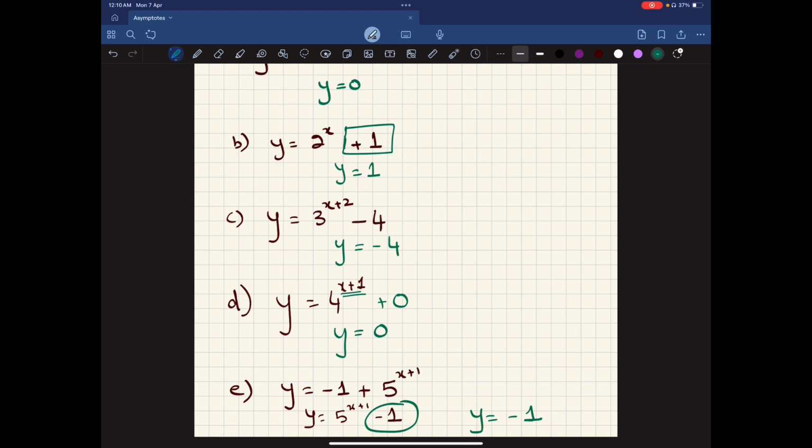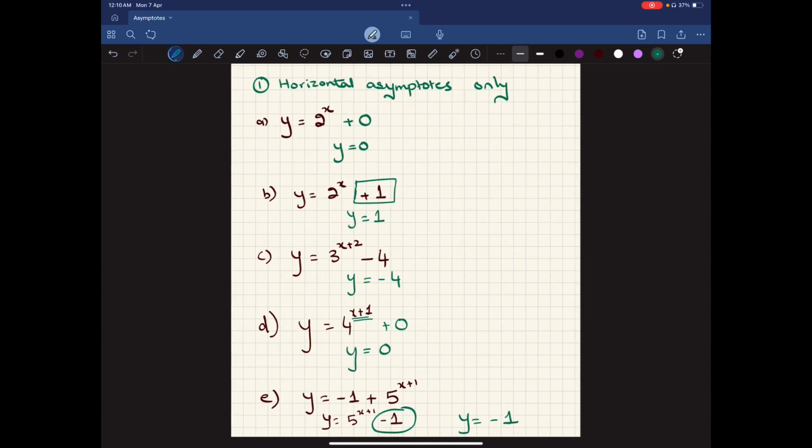Okay? So what is the shortcut? You need to take the help of the constant which is being added or subtracted to the exponential function to figure out the asymptotes. If nothing is being added or subtracted, then our asymptote is going to be y is equals to 0. Okay, now why is this the case?